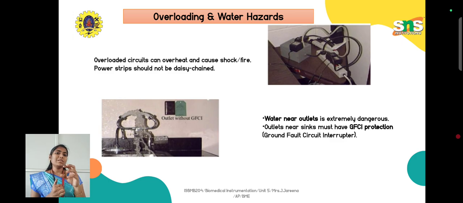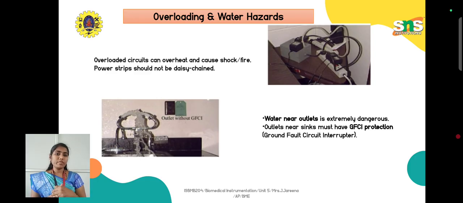So these are a few real examples I have pasted here for your better understanding of the possibility of a person getting shocked. We have to look very carefully to rectify these problems, so that we can avoid shock easily in any environment, whether it is an external environment or a hospital setting.